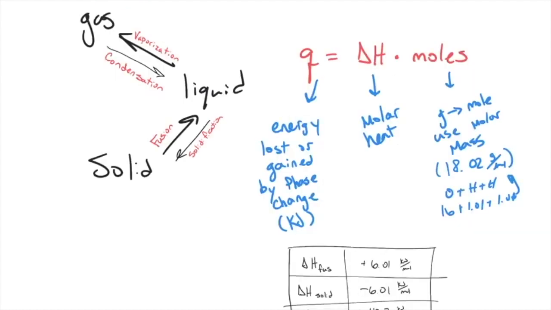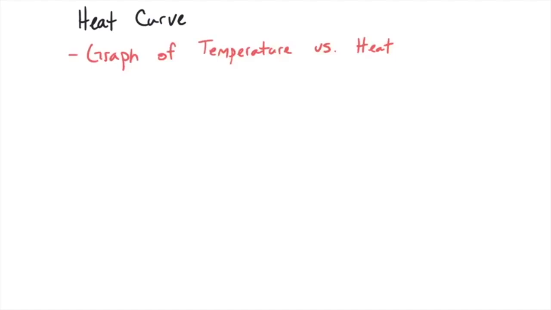So let's zoom out here and finally get to the formula and apply it to a problem. The formula, once again, is delta H times moles, and you're just going to use one of these delta H values, plug it in here, and multiply by the number of moles. First and foremost, let's talk about the heat curve. It is a graph of the temperature versus heat that is applied to a sample of substance.